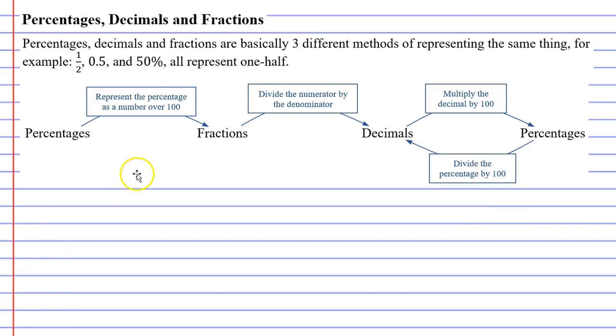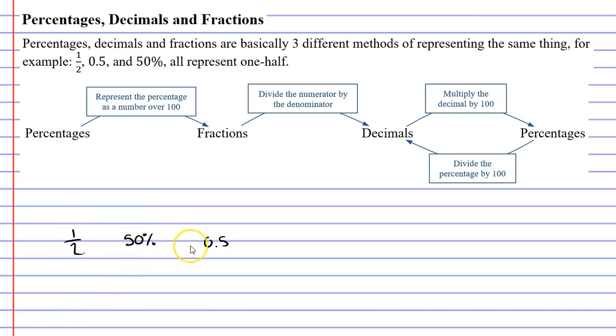We need to revise our knowledge of percentages, decimals, and fractions. And the first thing we're going to talk about is, why do we teach these three together? Well, to be quite honest, percentages, decimals, and fractions are basically the same thing. They're just written in a different way. So let's take, for example, the fraction 1/2. We can write that as 1/2. We can write it as a percentage, 50%. Or we can write it as a decimal, 0.5.